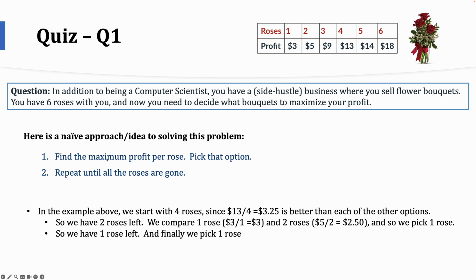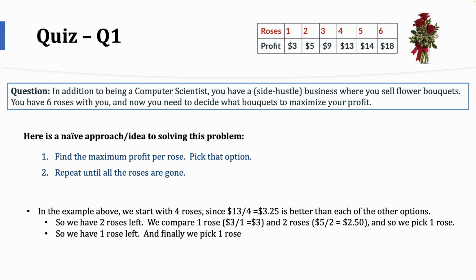In the example above, we start with, so technically what you do is $3, right? So you make $3 if you sell a single rose. So that's going to be the unit value that we get there. However, if you keep doing that, for example, for 2 roses, we make $5. So 5 divided by 2, that's going to give us 2.5, which is lower than 3.